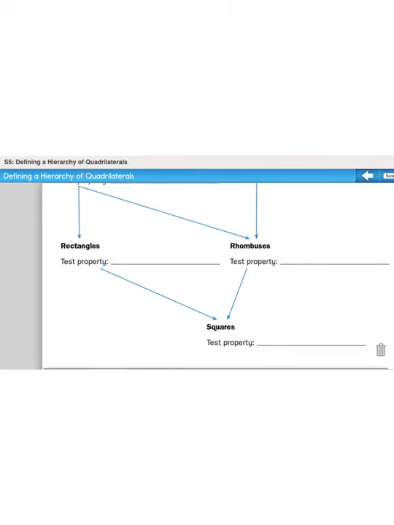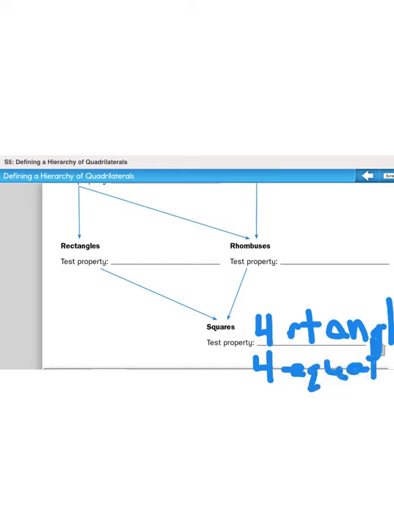So for the bottom part of our hierarchy, we can see that both rectangles and rhombuses join together again into squares. So the property for squares is it must have 4 right angles and it needs to have 4 equal side lengths. It's interesting that up above they branch off into different directions, but here at the bottom the rhombuses and the rectangles join together again to form squares.